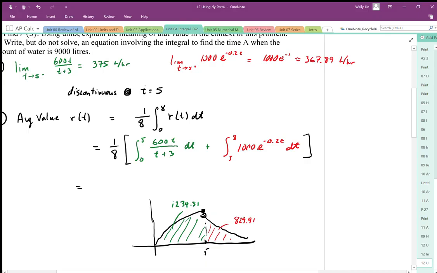Then when I work out the average rate of change, it's going to be the total volume. I'll add those two values together, 1234.51 plus 829.91. I'm going to end up with a total volume of 2,064.42 liters, and I'm going to divide that over 8 hours, and that's going to give me an average rate of 258.05 liters per hour.